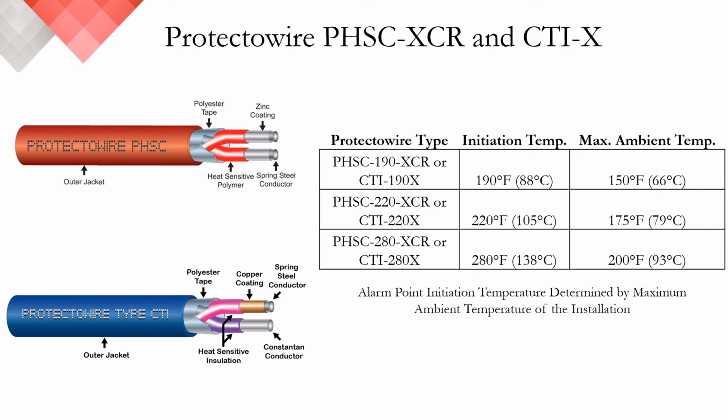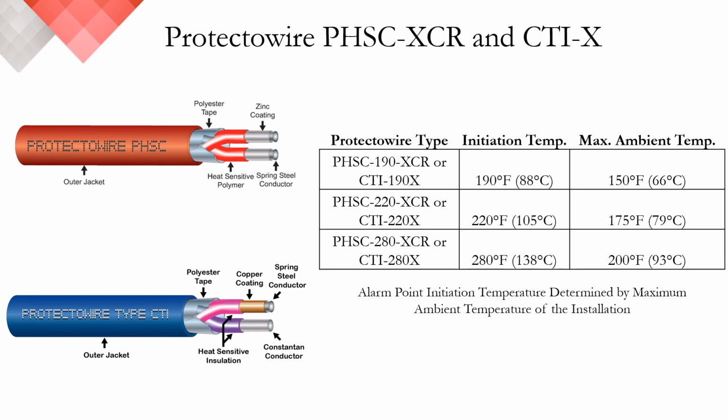Now let's talk about alarm point temperatures on those detectors and how those alarm point temperatures relate to the max ambient temperature of the environment they're being installed in. In both PHSC, XCR, and CTI-X, the alarm point temperatures most commonly used are 190 degrees, which is 88 C, 220 degrees, which is 105 C, or 280 degrees, which is 138 C.